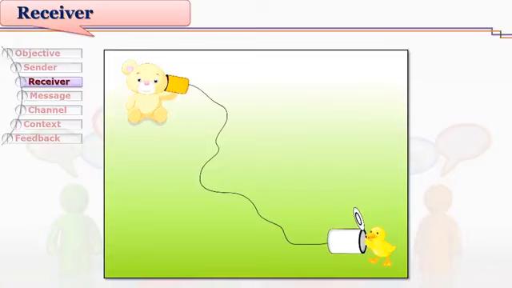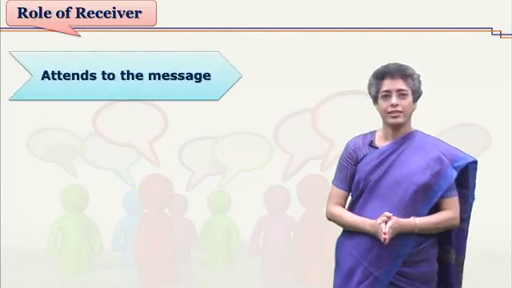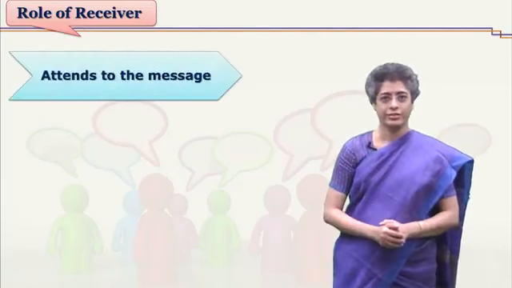Do you like this picture? Here, who's the receiver? Teddy is the receiver. So, receiver is listening to the message. Receiver is the person who receives message. It may be a person or an animal or a system or a group of persons. Understanding message is their responsibility. Let's see what all a receiver does.